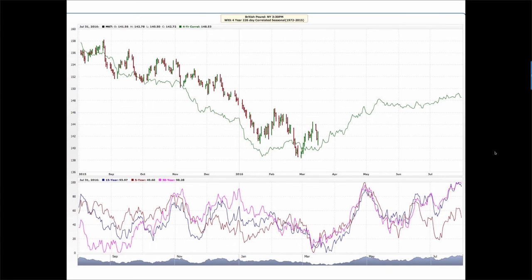So one of the things that's really been hurting the pound over this period of time is what they call Brexit, or Grexit, which is Great Britain exiting the European Union. They've already exited the currency.